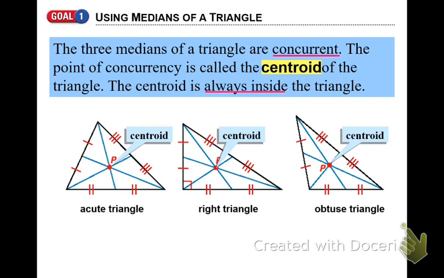What other center was also always inside the triangle? The in-center. What's an easy way to remember that the in-center was also always inside? In and in. Okay? We will do an activity over this tomorrow, and you will need to know that these two are always inside.